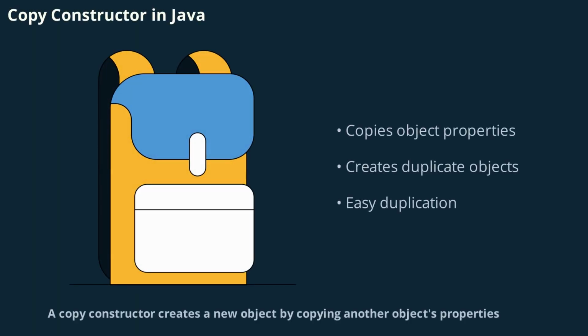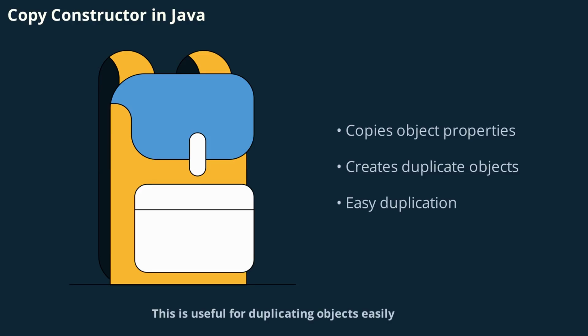A copy constructor creates a new object by copying another object's properties. In Java, you pass an existing object as a parameter to the constructor, resulting in two objects with the same attributes. This is useful for duplicating objects easily.